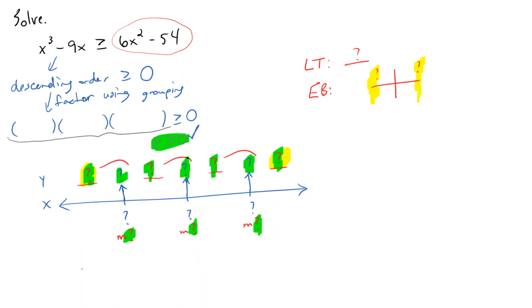Once you have your shading done, go ahead and convert it to interval notation to get all the x values that make the original inequality true. So you may pause the video, work back through all this, make sure you're completely done, and then come back and I'll give you the answer.